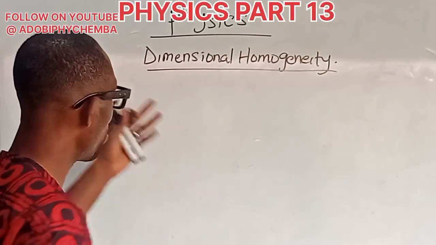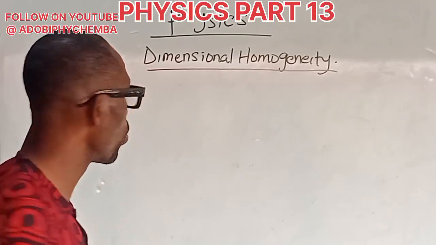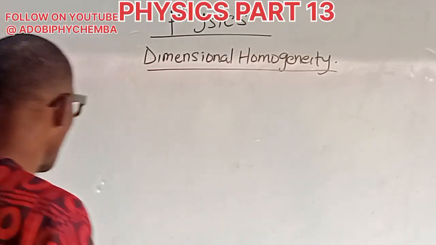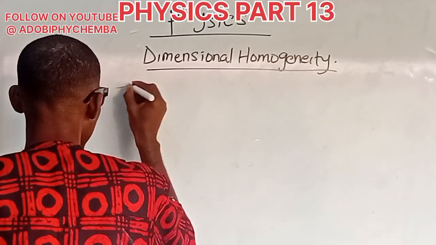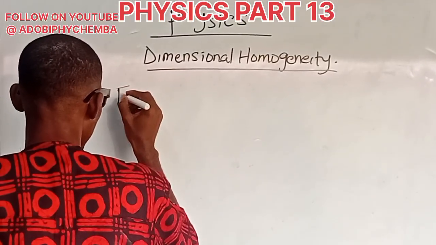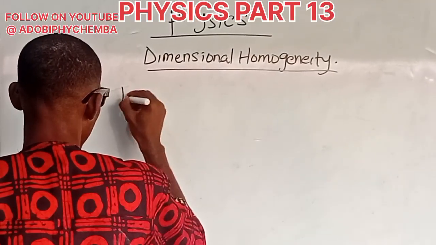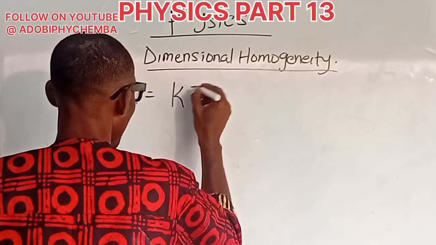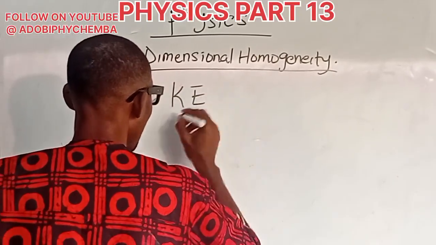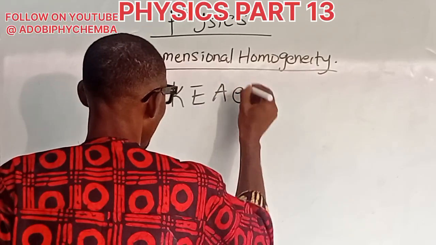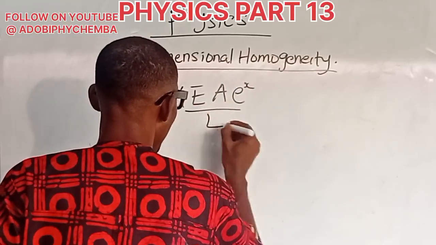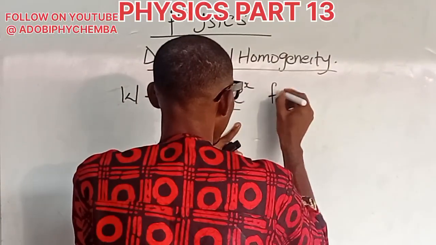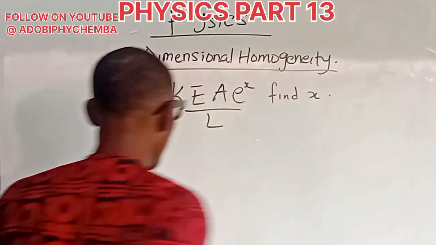And now we want to look at, take for example, the energy stored in a wire, the relationship given to us. If W, the energy stored in the wire, is given as K, E, A, then e raised to power X all over L, with this relationship. The question says, find X.